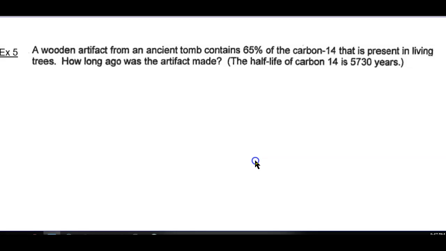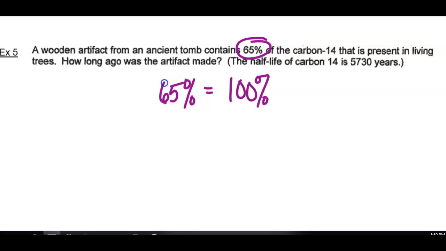All right. This is a half-life question again, but it uses a percent. It says a wooden artifact from an ancient tomb contains 65% of the carbon-14 that is present in living trees. How long ago was the artifact made? So it originally had 100%, contains 65%. This is what's left. It's down to 65% of what was originally 100%. It is a half-life question, and the length of the half-life is 5730.